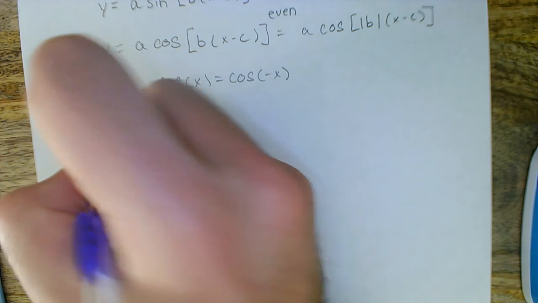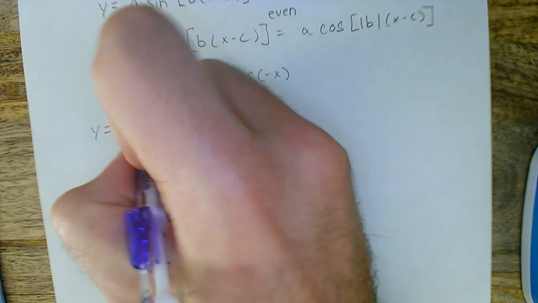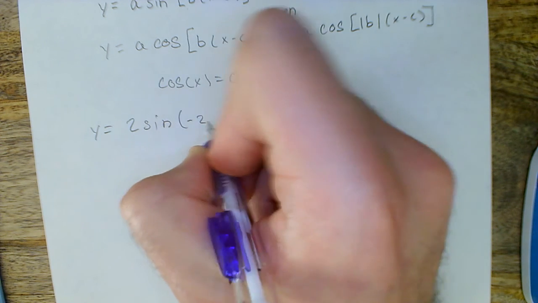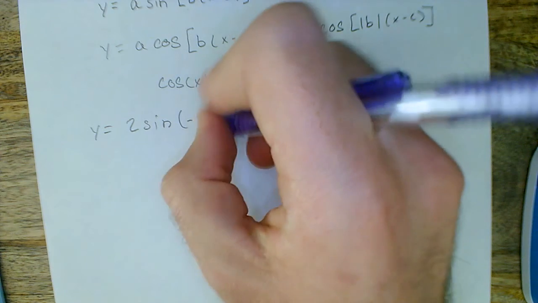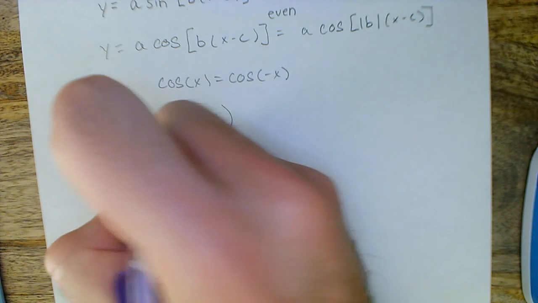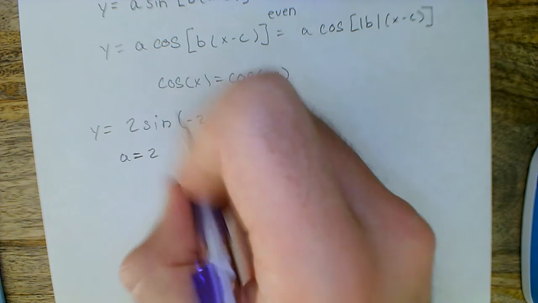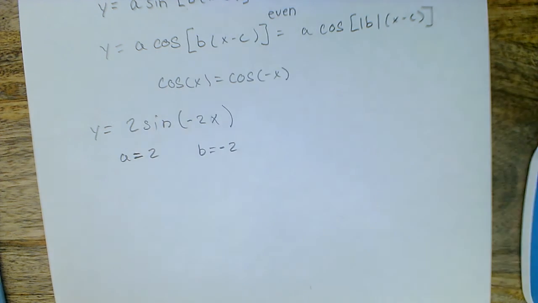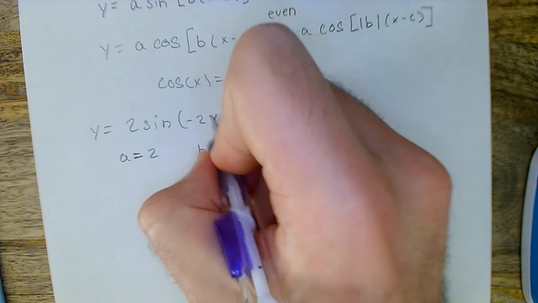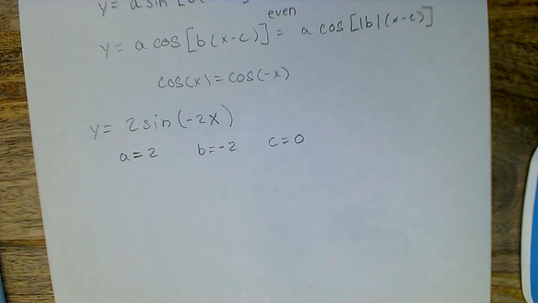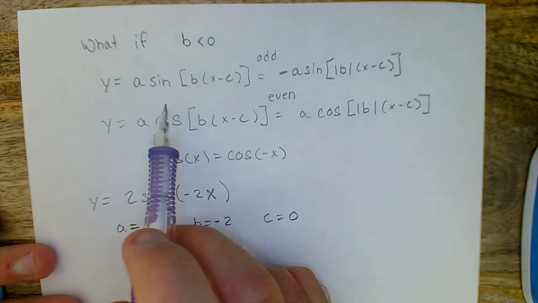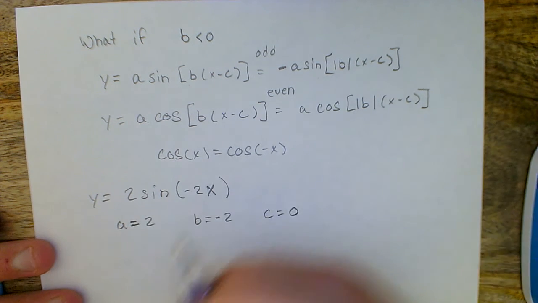So for example, if I had y equals 2 times the sine of negative 2 times x. Let me identify my values here. I have a equal to 2, b equal to negative 2, so we have a negative b value, and c, the phase shift, is equal to 0, because this is negative 2 times x minus 0 technically.